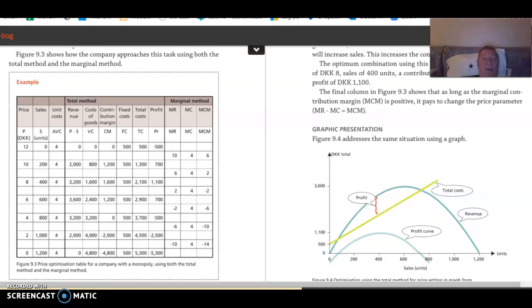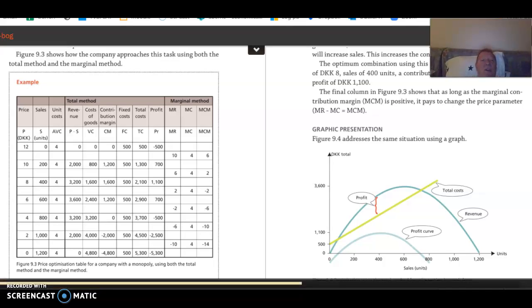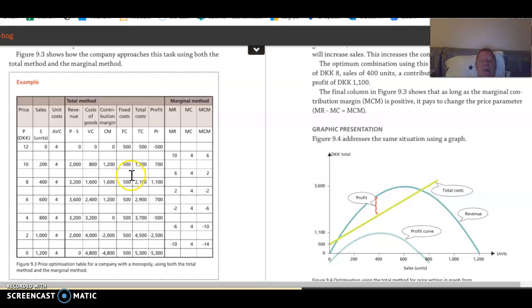In this video, I'll try to explain how the math method is working. As you can see at page 230 in the financial management book, you can see the total method here and the marginal method here. And you can see that the highest profit, you have this at a price of 8. And of course it's the same in the marginal method. So now I will try to explain to you the math method, how to solve this.